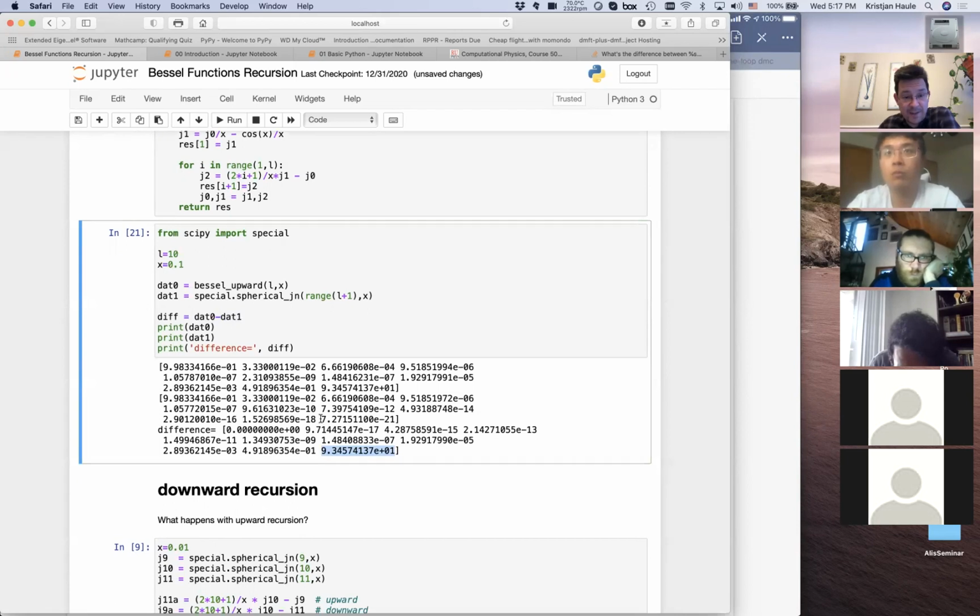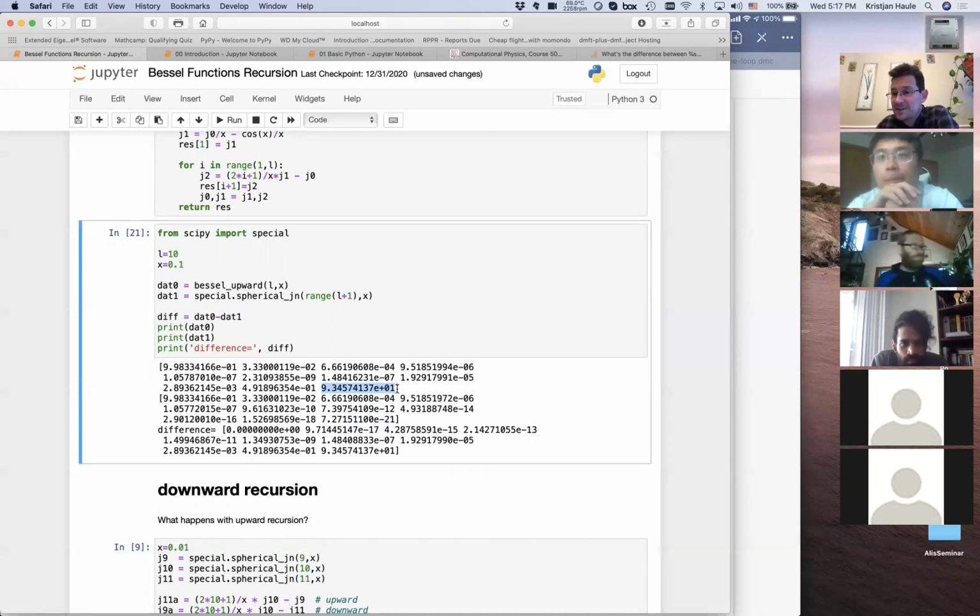So the right value, for example, for L equal to 10 and X equal to 0.1 is 7.2 times 10 to the minus 21, while our recursion gives us 93 and something. So the two values have nothing in common. They're several orders of magnitude wrong. I mean, 22 orders of magnitude wrong. That's how wrong it is.